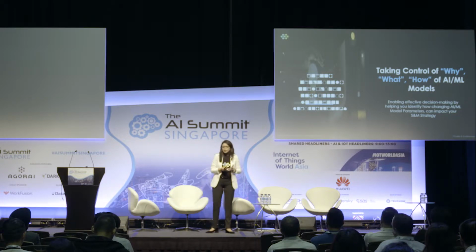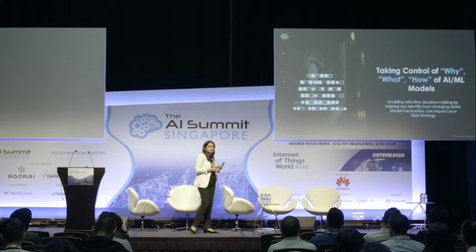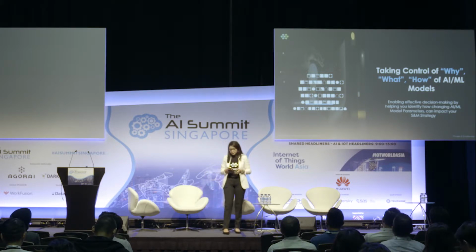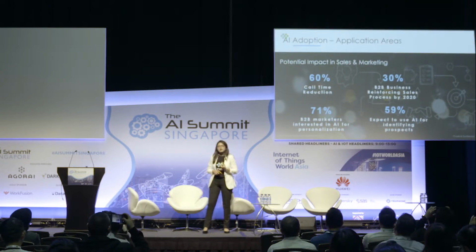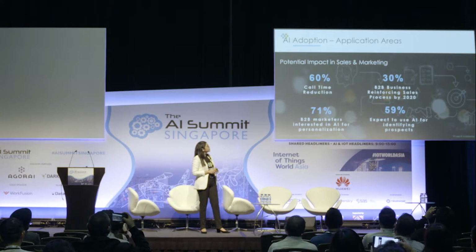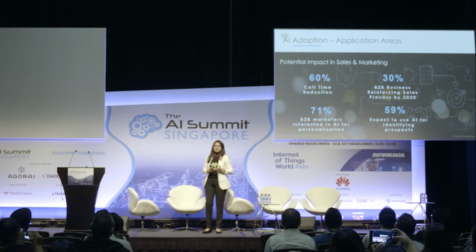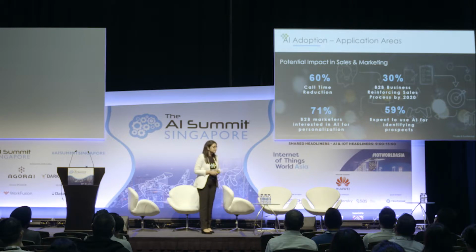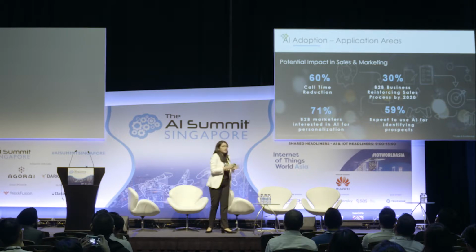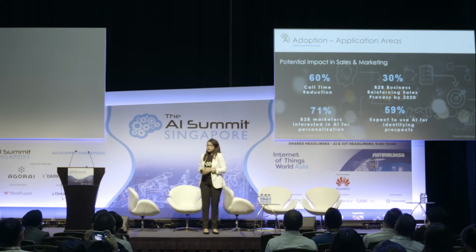So if you look at some of the key drivers for AI in sales and marketing, obviously there is personalization, there is automation of business process. If we look at this CXO survey response, some of the motivators is call time reduction, B2B businesses using AI to reinforce sales, marketers using it for personalization or to identify leads and prospects. Now, while these numbers sound exciting, there is also a flip side to it.